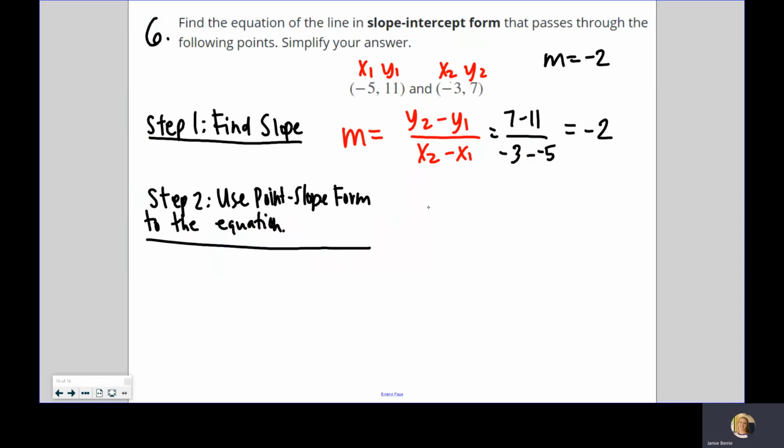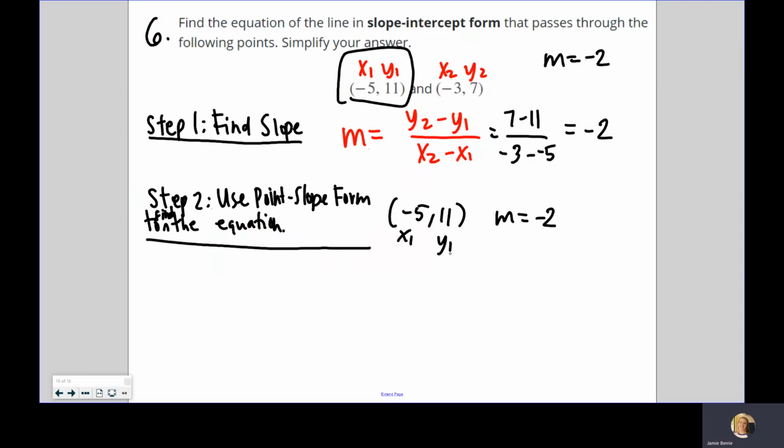We know a point on the line. We can go ahead and use point slope form. We know a point, we know the slope, to find the equation. I think I missed a word here. Use point slope form to find the equation. That was my bad. All right, so when you're picking which point you want to use, it does not matter if you use x1, y1 or x2, y2. I'm just going to go ahead and use this first point. Like I said, if you use (-3, 7), you're going to come out with the same answer. So no worries. You just pick one or the other point. All right, so here's our point, (-5, 11), and our slope is -2.